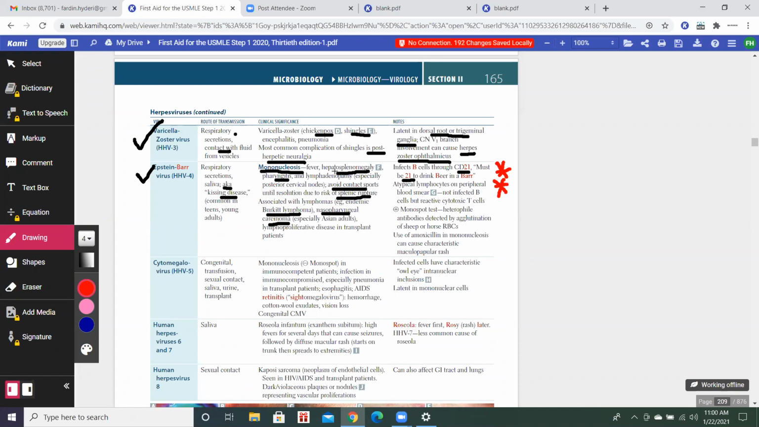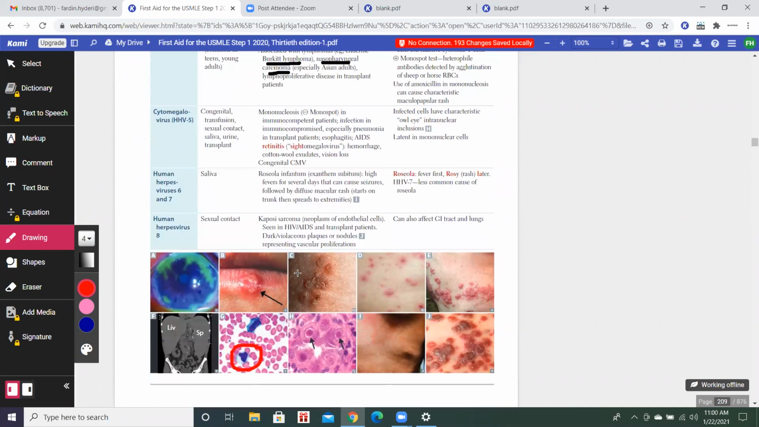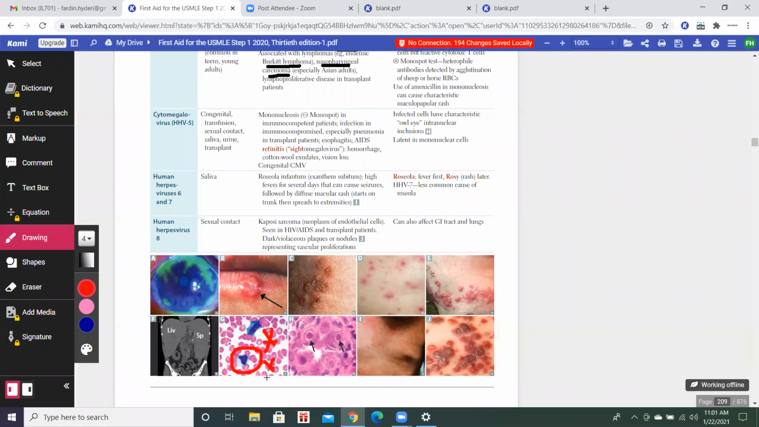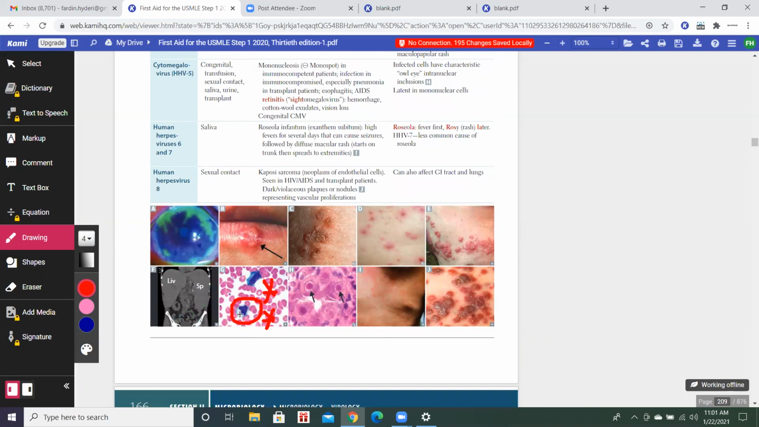So atypical Epstein for atypical lymphocytes. You will see atypical lymphocytes on peripheral blood smear. This is extremely high yield. These are not infected B cells, but reactive cytotoxic T cells. They are lymphocytes with atypical appearance of the nuclei, or atypical shape and size.